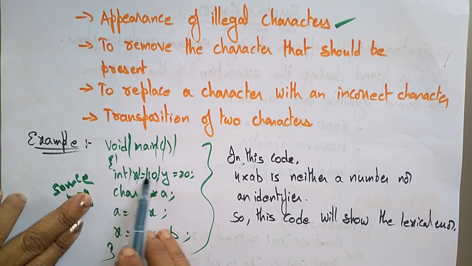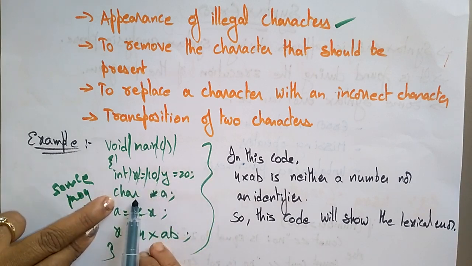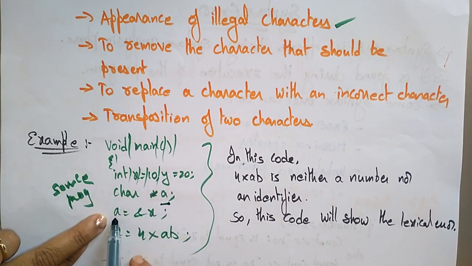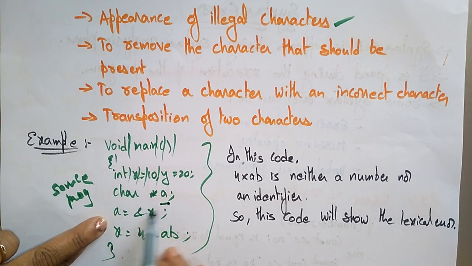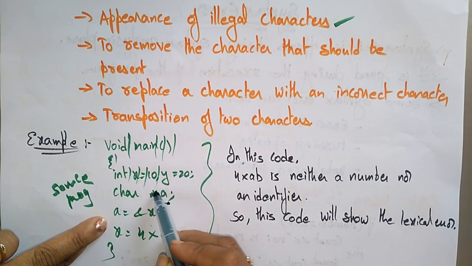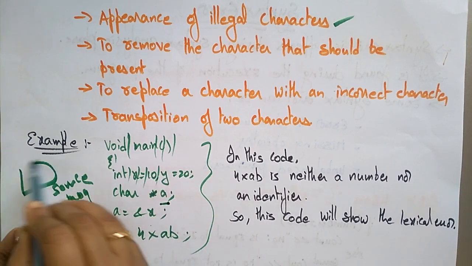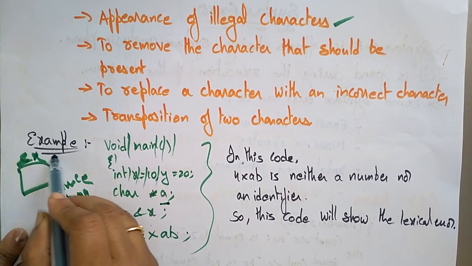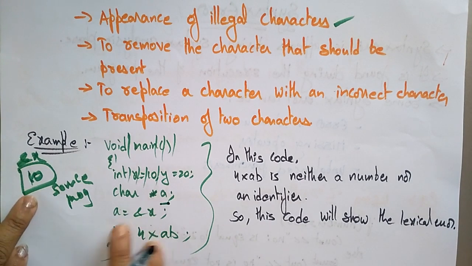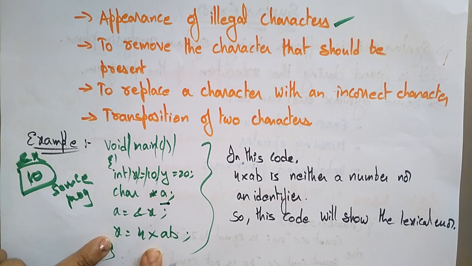So x consists of integer values, and I have taken the character a. And a is equal to address of x. So whatever value is in the address of x, that will be moved to a. Now x is equal to 4 into ab.